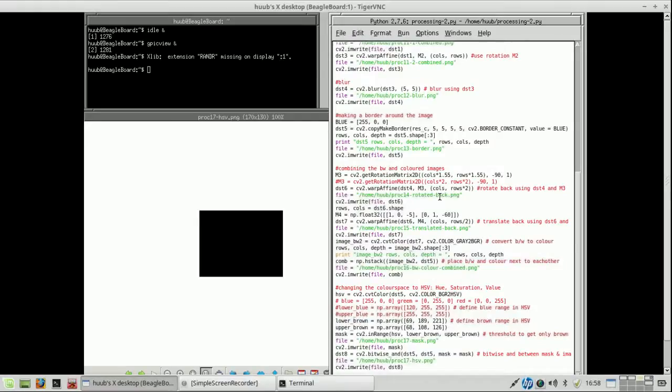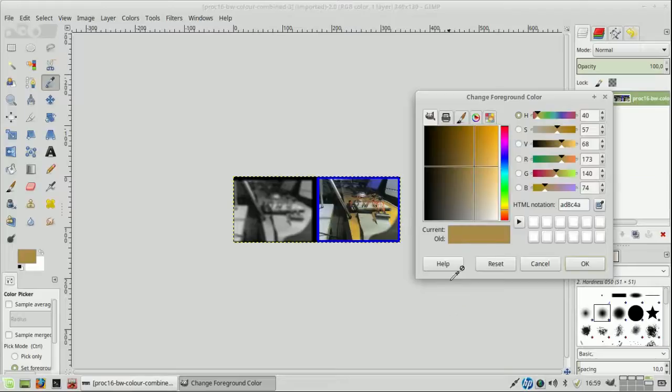Hi, in this video on OpenCV using my BeagleBoard, I continue where I left off last time, which is with changing the color space, blue, green, red versus hue, saturation and value. Last time I tried to pick the color value and see what the values are. However, that didn't work out.